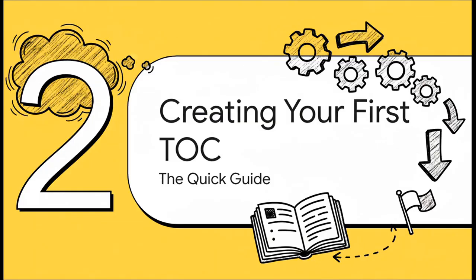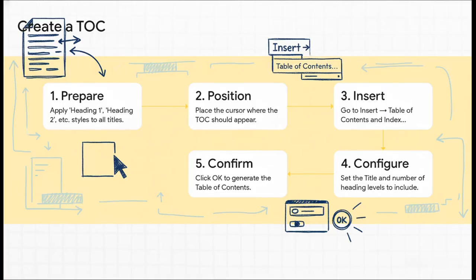Okay, so now that you know the secret handshake, let's actually build one. And you're probably going to be surprised at just how ridiculously simple it is to create your very first professional-looking table of contents. Let's walk through it. It really is this easy. First, you do that prep work we just talked about. Go through and apply those crucial heading styles. Then you just pop your cursor right where the TOC should live, usually at the beginning of the document.